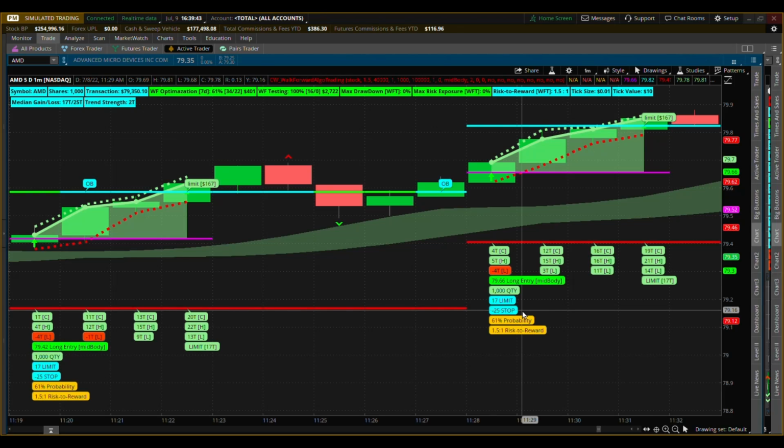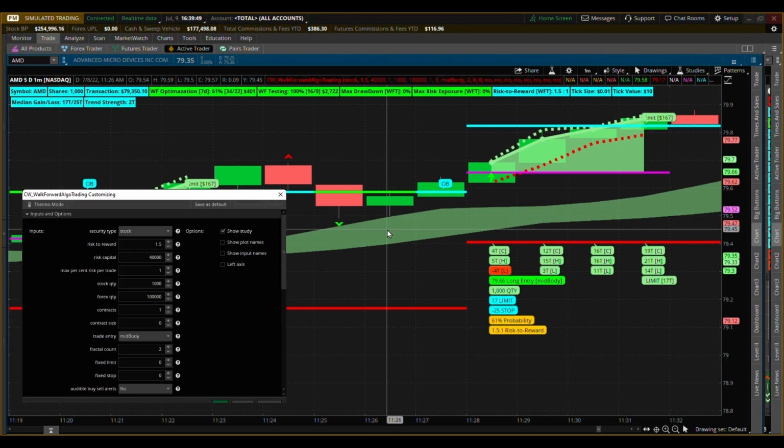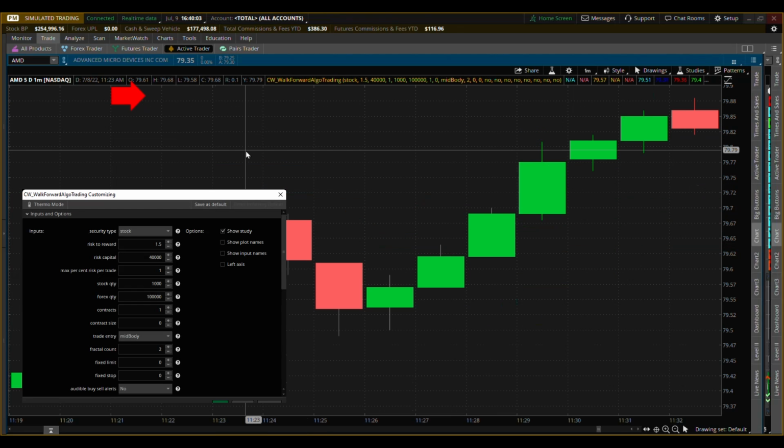To enter these settings, first bring up the settings menu by clicking the trend cloud. Enter the quantity under stock quantity, then select the trade entry and enter the fixed limit and fixed stop tick value. The WalkForward optimization profit gauges the historical profit and the WalkForward testing gauges current day profit.